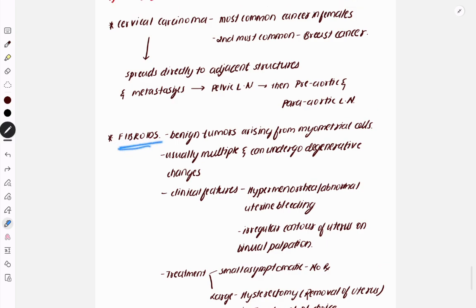Now understanding about fibroids: fibroids are the benign tumors which arise from the myometrial cells. These myometrial cells are the muscular cells which are present inside the uterus. Fibroids are benign tumors which arise from myometrial cells.